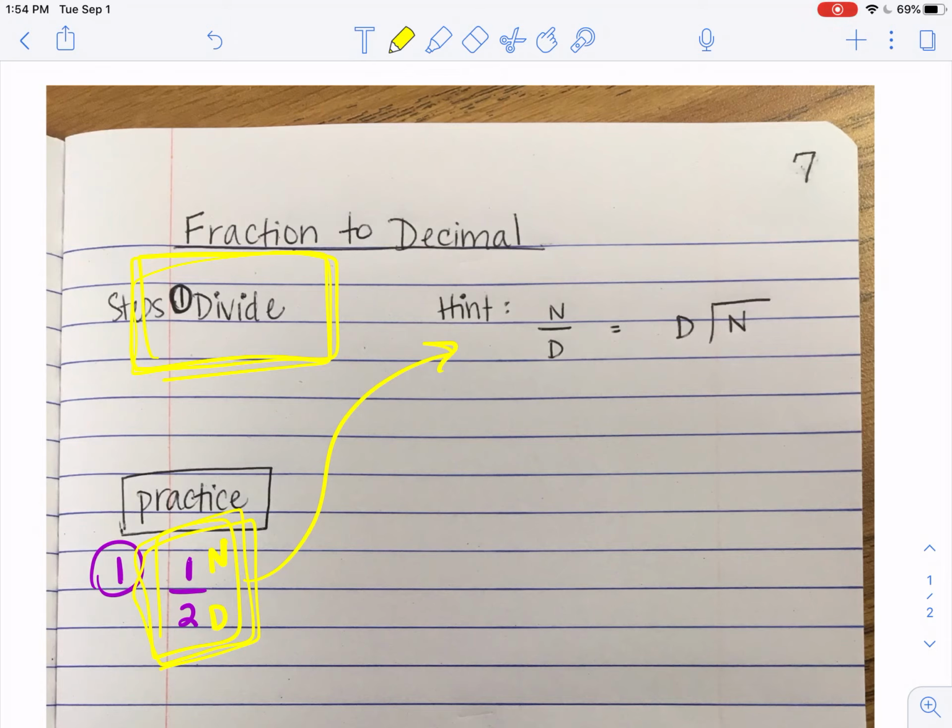So you take your numerator and you put it inside your division house and your denominator stays outside. So what that looks like is numerator inside, denominator outside.